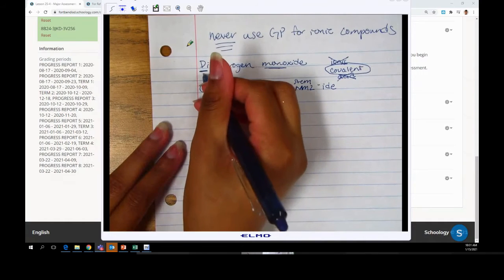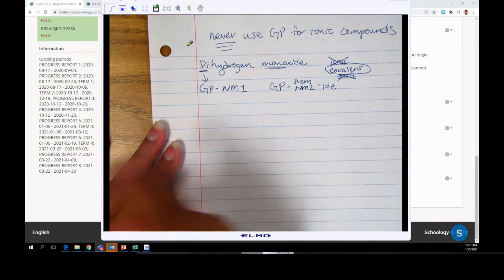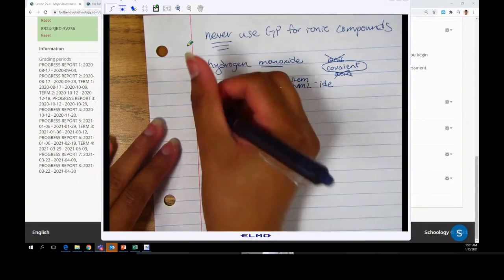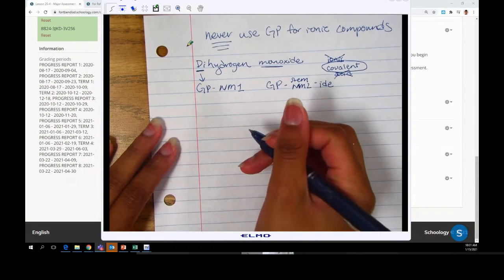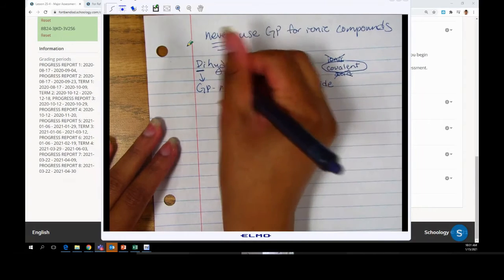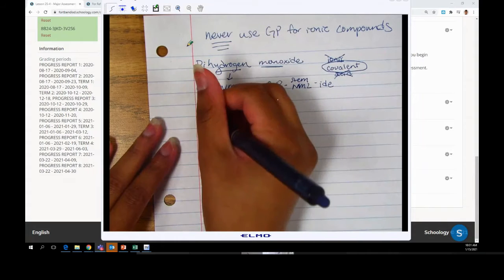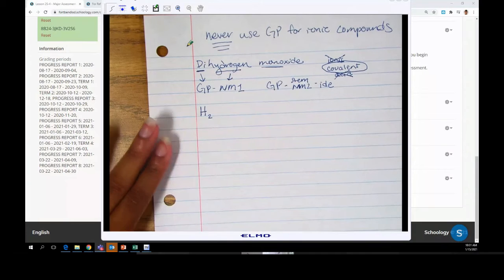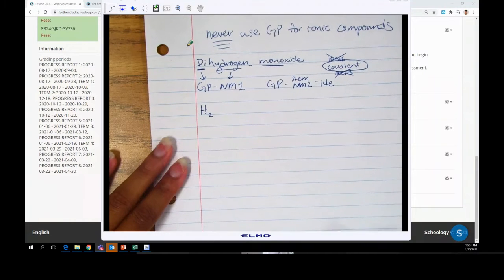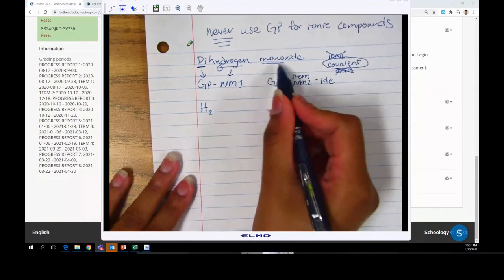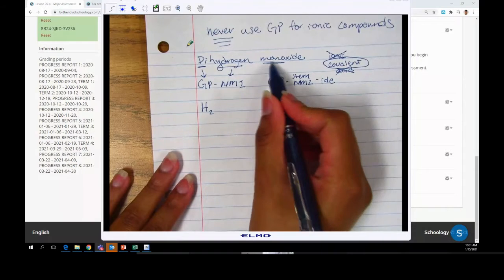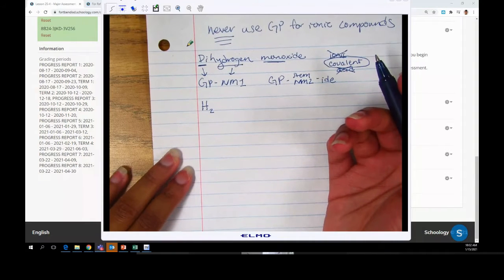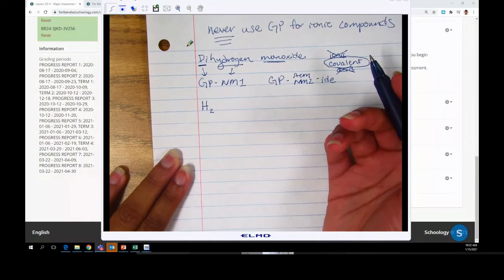My Greek prefix, the first one here, is "di." If you forget what the Greek prefix numbers are, you can always look those up on your chart. But "di" is 2, and I can see that the first nonmetal is hydrogen. Hydrogen is an H, so I know that I have 2 hydrogens. The second word here, mono, tells me that the subscript would be a 1, right? But we don't write the subscript if it's a 1. We'll just leave it, because the 1 is assumed.